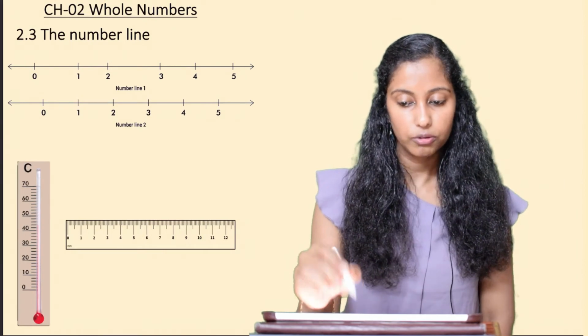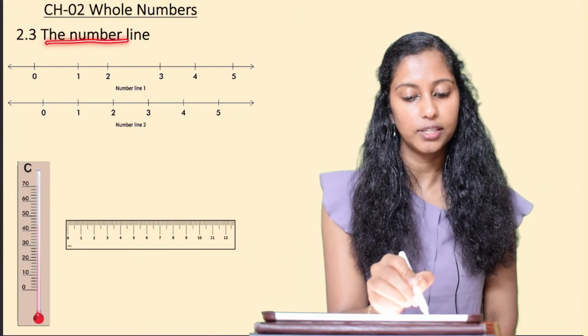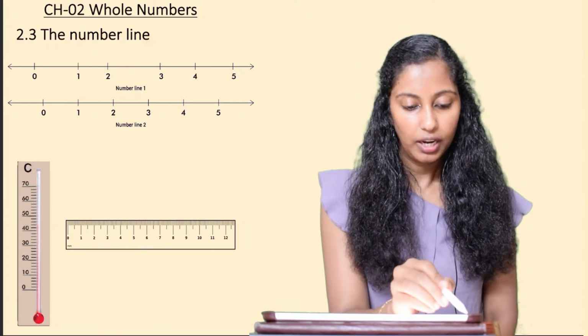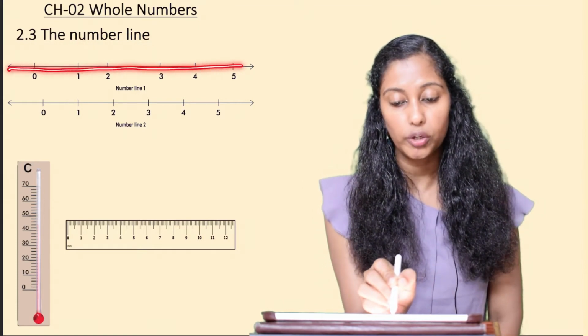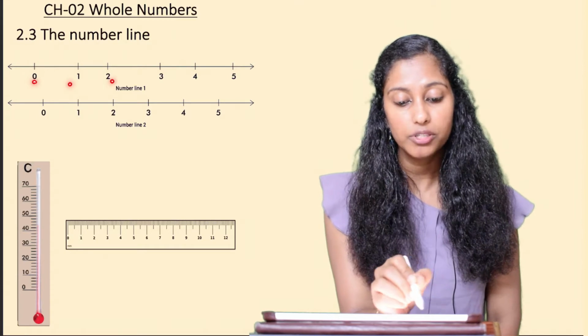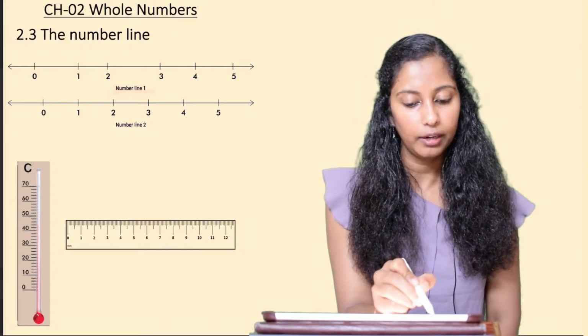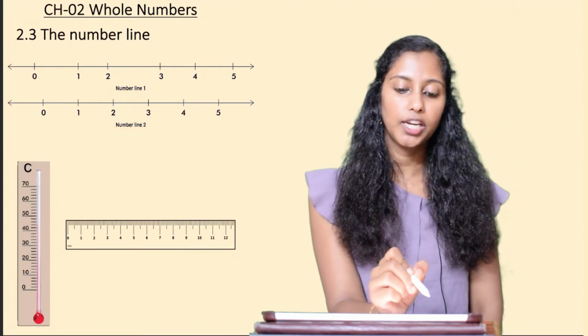Now we are going to learn another concept which is called the number line. As the name says, the number line. So a line which shows or displays numbers is called a number line. Here you can see number line 1 and number line 2. Let us scrutinize both of them.